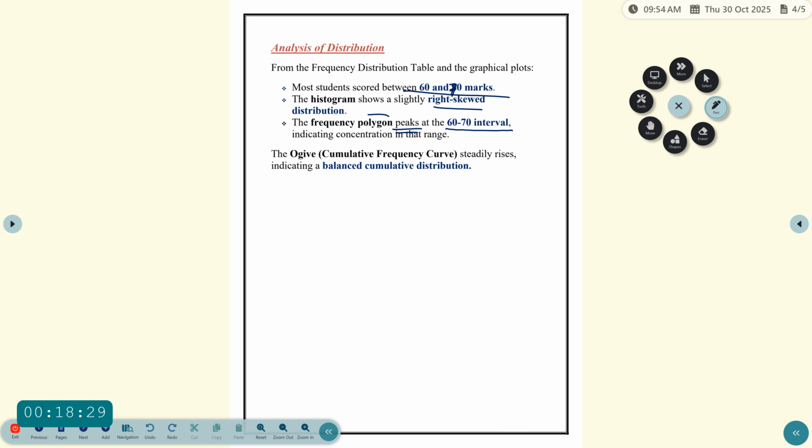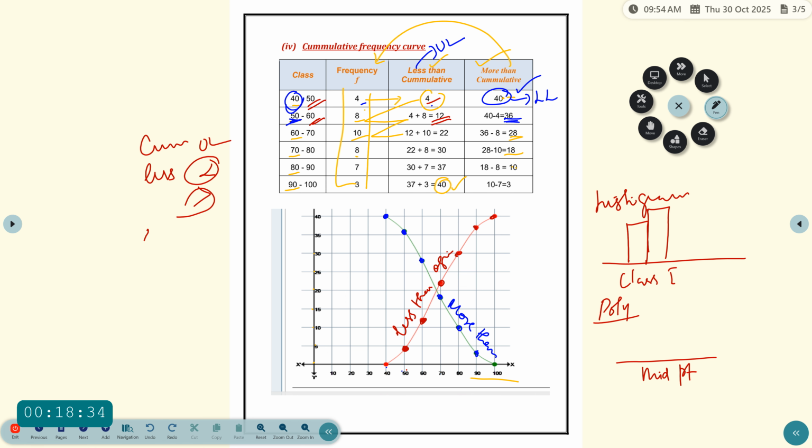Now the OG curve is balanced, so it is a balanced cumulative curve, because the OG curve is balanced on two sides of the graph. Likewise, we have to write the comment according to each and every subdivision.